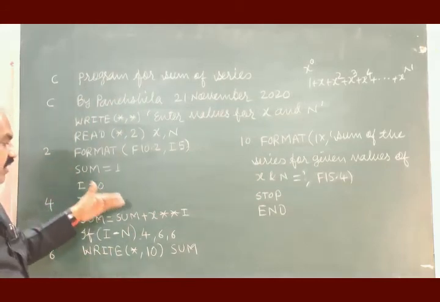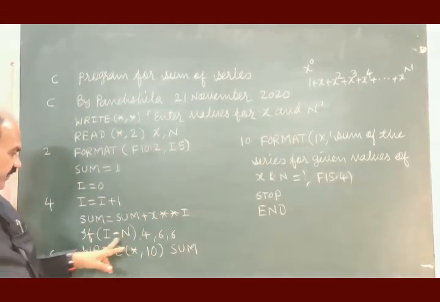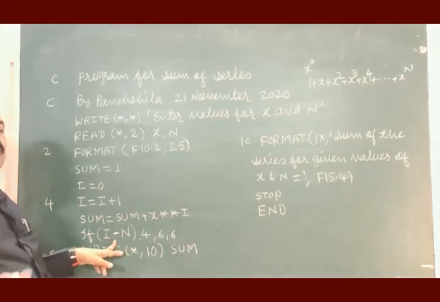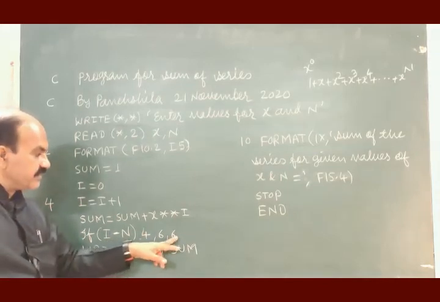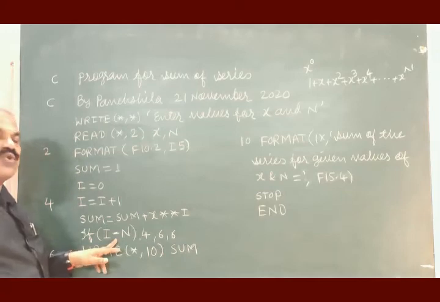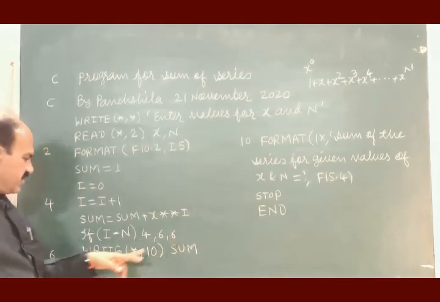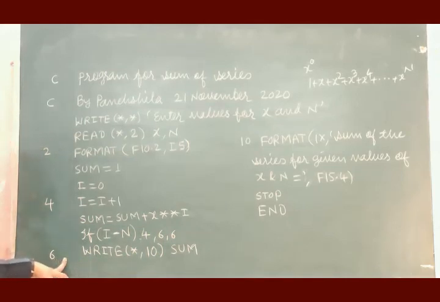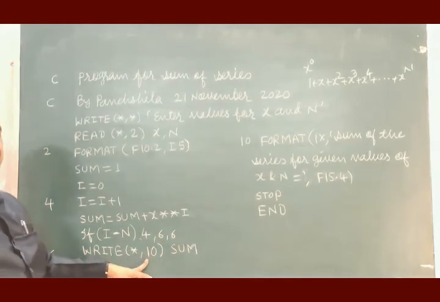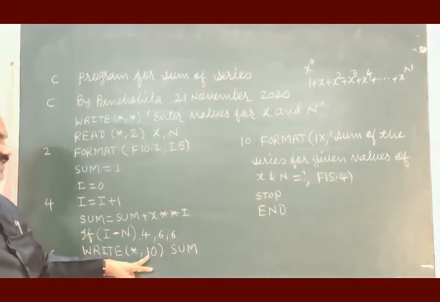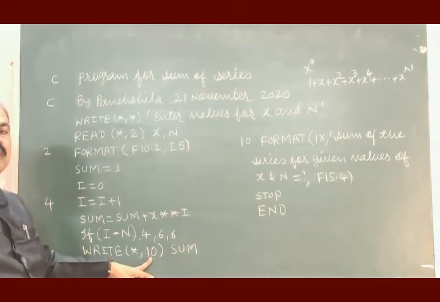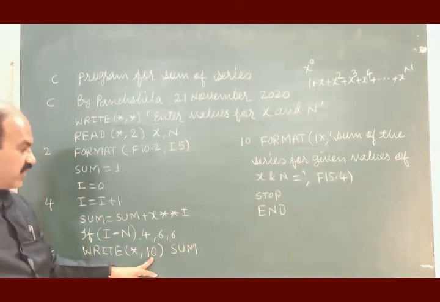We have to come out of the loop, and therefore when I is equal to n or I is greater than n, when this becomes 0 or positive, go to 6. For both the conditions, go to 6. What is 6? 6 is here, asterisk 10 sum. 10 is the format number for deciding the format of output.